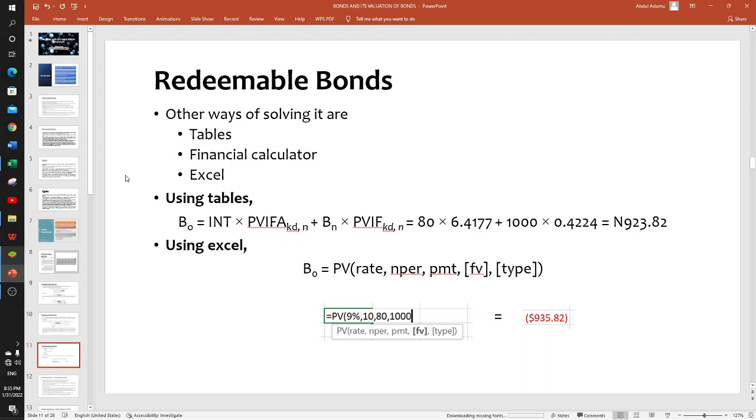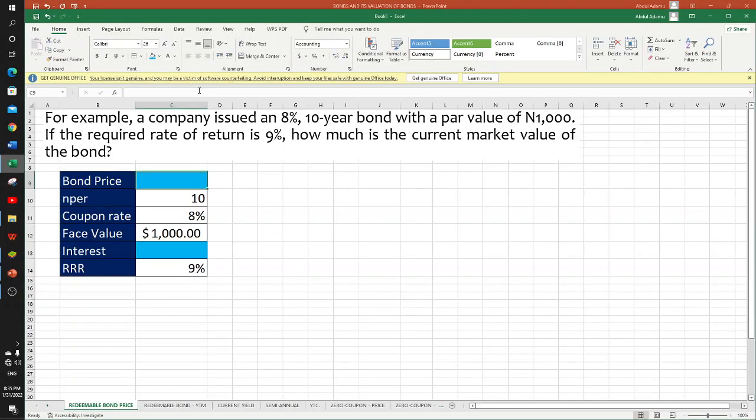Then using Excel, let's go to our Excel. We see a company 8% bond with a par value, the 10-year face value is 1000. The coupon rate is 8%, and the required rate of return is 9%. First, we calculate the interest, which is equal to this times 8%. Enter. That is 80 naira. Then we use our present value formula, equals PV. Our rate is 9%, that is the required rate of return, not the coupon rate, comma. Our period is 10, comma. Our PMT is 80, comma.